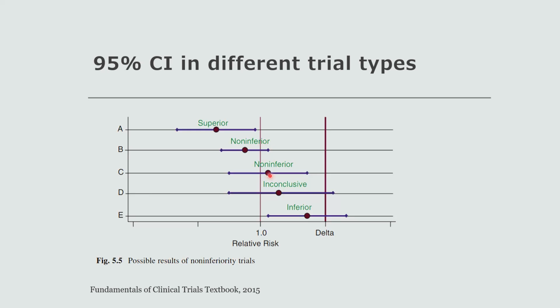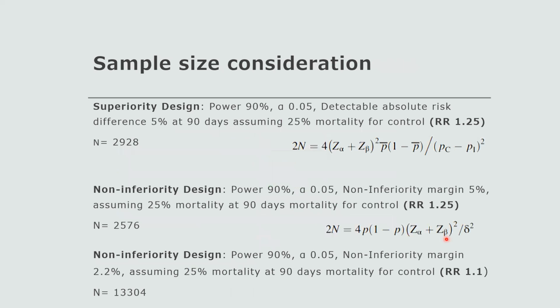If you have the opposite, so you are containing 1.0 but crossing the delta, then it's inconclusive. And if it's not containing the null value of 1.0 and containing delta, it's inferior. In a non-inferiority trial, we could show superiority, and that's this case. So the point estimate is below 1.0 and the confidence interval does not contain 1.0. And another thing I was reading about was some sample size considerations you have to take here.